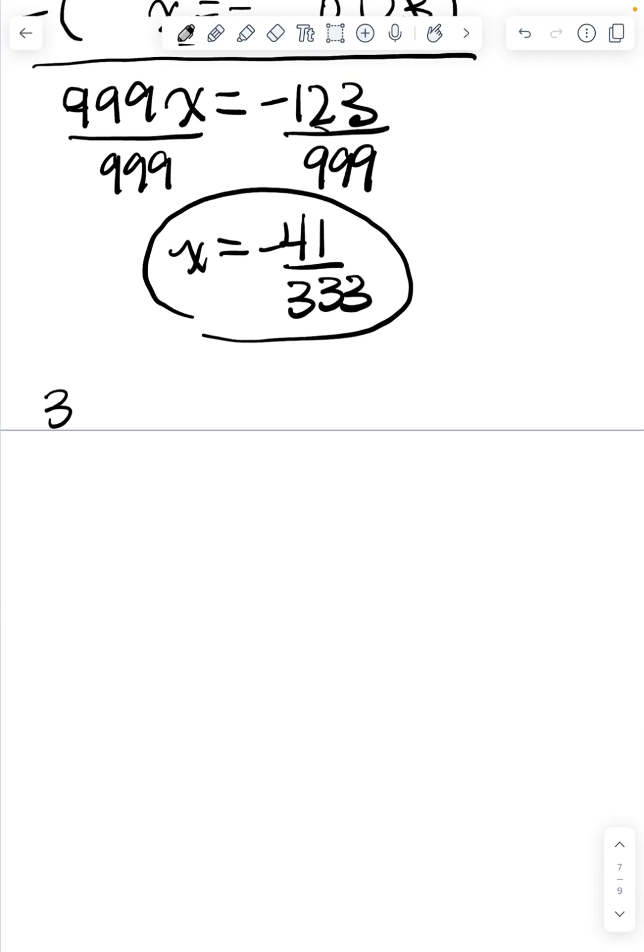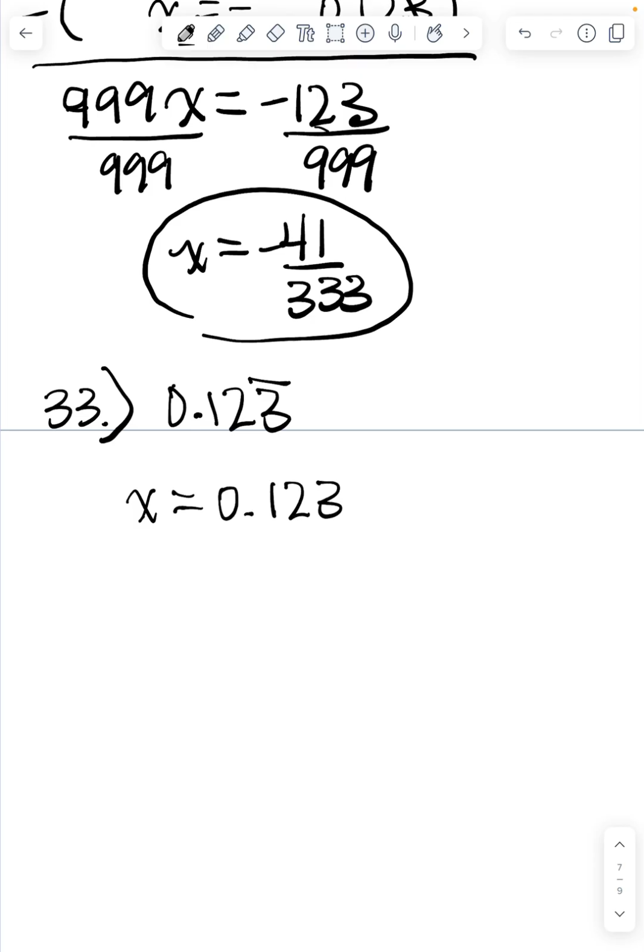Number 33. Problem looks very similar, but there's only one repeated digit. And this time it's just the 3. So we've got x equal to the decimal that they give us. And then we only have one repeated decimal. So that means we're only going to multiply by 10, which only moves this once. So we have 1.23 repeated.